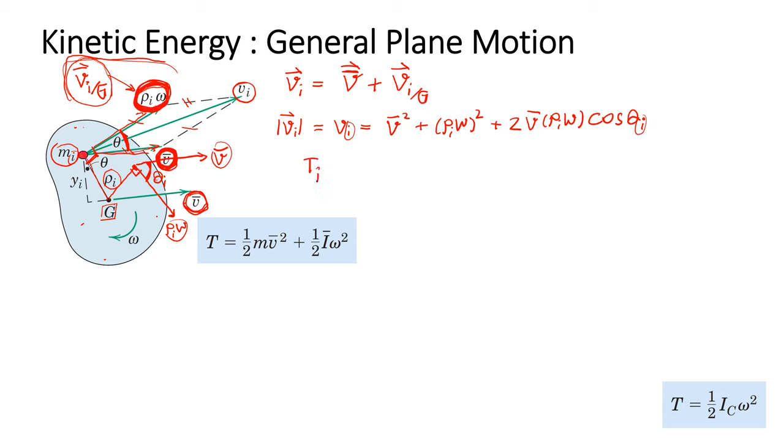The kinetic energy of any single particle on a rigid body is 1/2 of that small mass of the particle multiplied by v_i squared, the velocity of that particle squared.